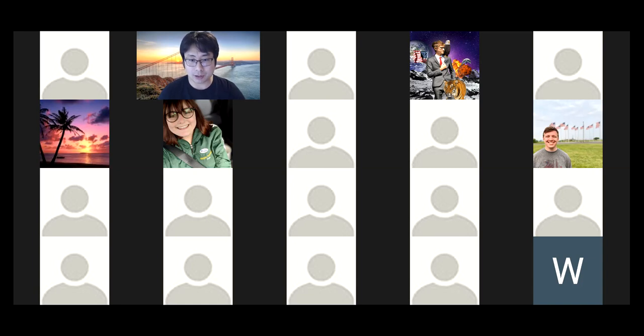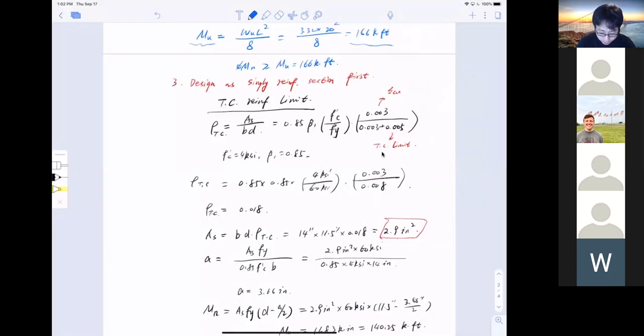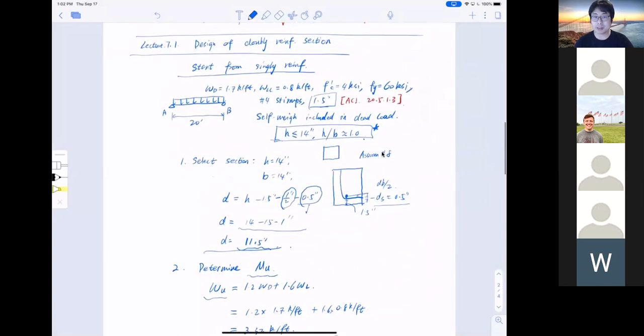Let me share my screen. So we're going to continue to talk about doubly reinforced beam section design. This is the design problem we have. We have a simply supported condition, 20 feet from A to B, dead load 1.7 kips per foot, live load 0.8 kips per foot, concrete strength f'c 4 ksi, and yield strength of 60 ksi, grade 60.